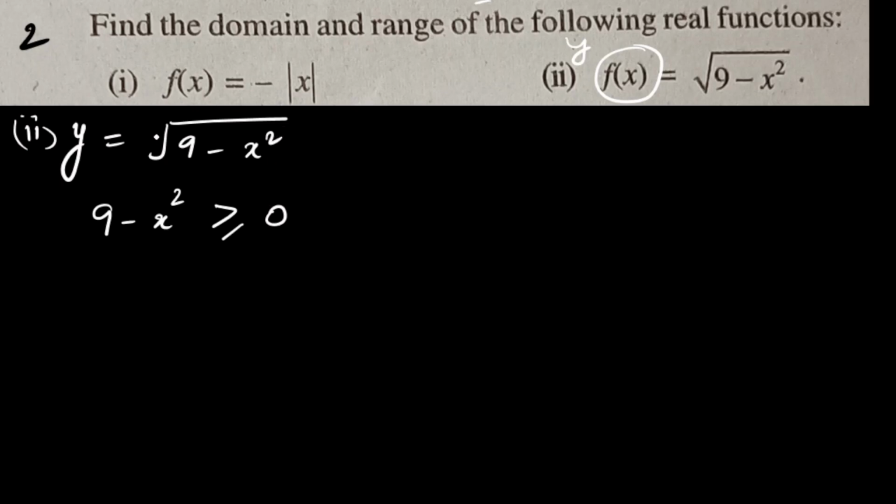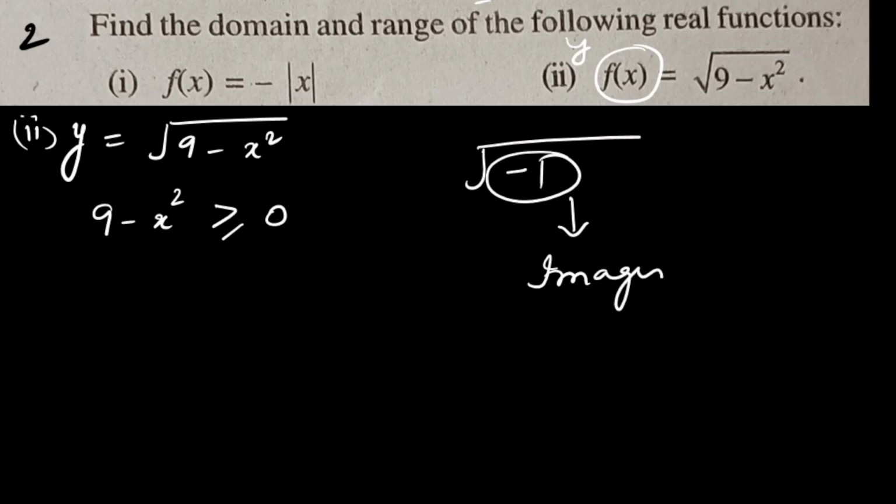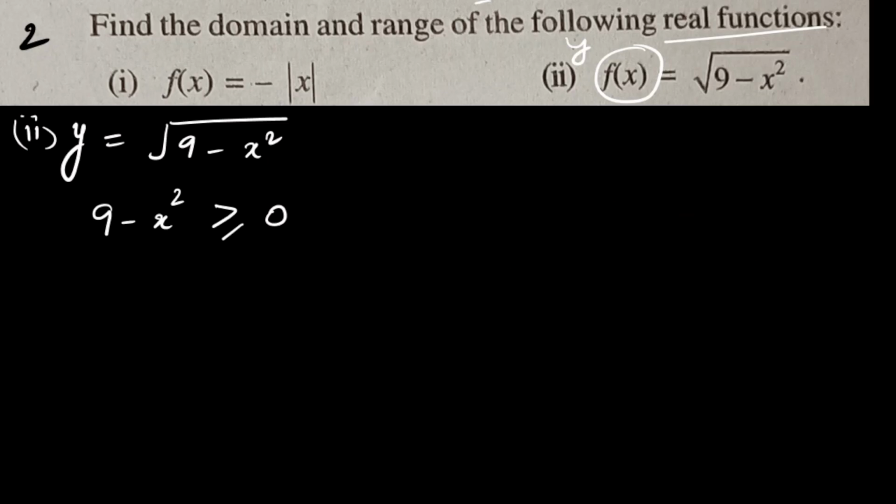So this is how we will find it. The value which is written under the square root should always be greater than or equal to 0. Why? Because if the value becomes negative, then what will happen? This number will become an imaginary number. But here we are dealing with a real function. So the value should be greater than or equal to 0, then only it will be a real function. Now we can solve this inequality and find the value of x.